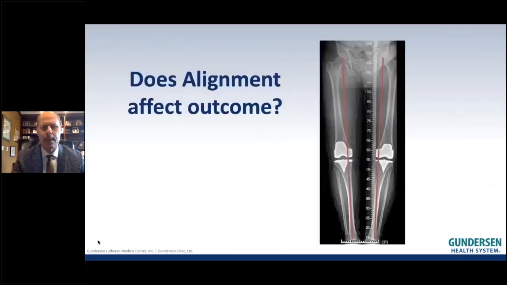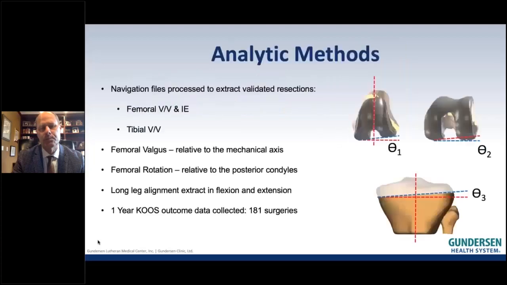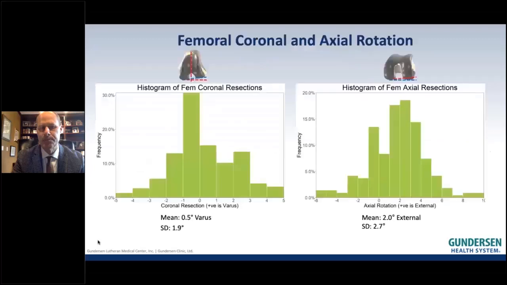So we talked about that alignment does not impair longevity. And the next question is, does alignment affect patient outcome? To answer that, we looked at a number of variables. We looked at femoral varus valgus, internal and external rotation, tibial varus valgus, femoral valgus relative to the mechanical axis, femoral rotation relative to the posterior femoral condyles, long leg alignment in flexion and extension, and then we looked at our Coues data for 181 cases.